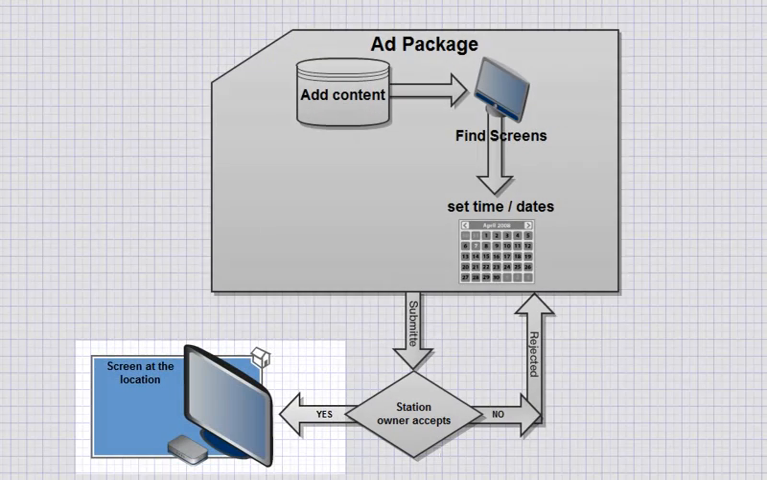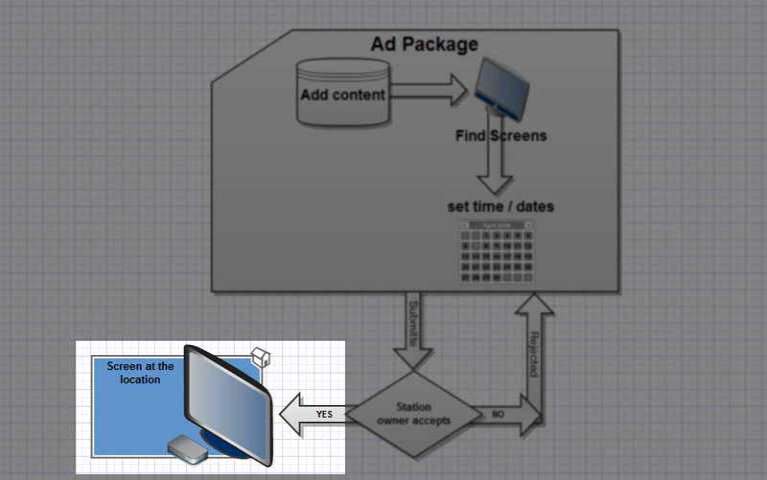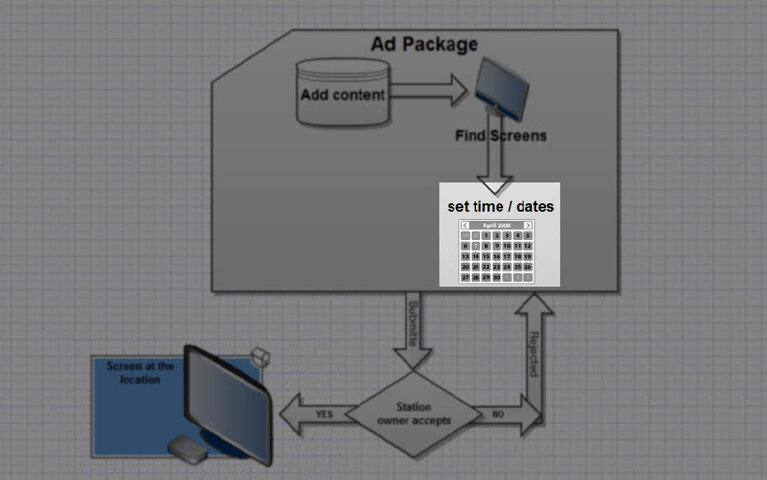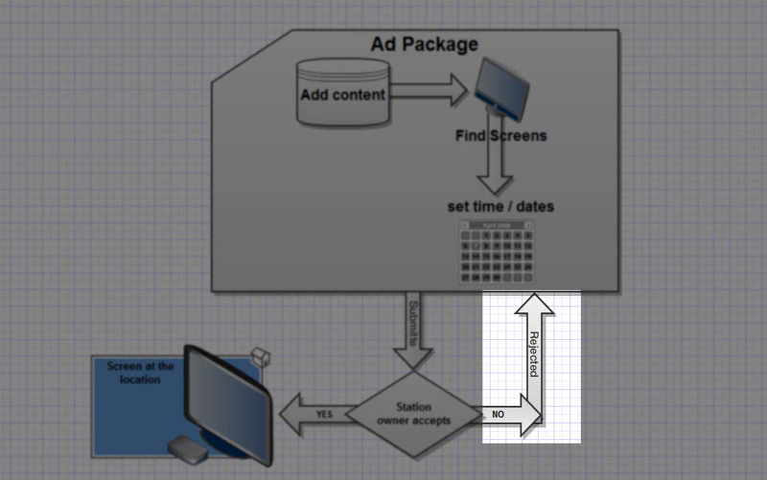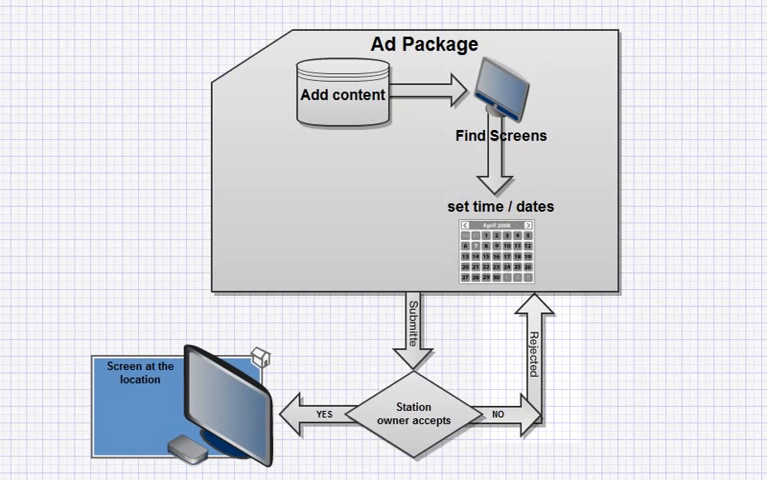If the package is accepted by the station owner, it will begin executing at the selected screens for the date range that you have set for your ad package. However, if the ad package is rejected, you will be notified back through the Signage Studio, and then of course you can communicate back with the station owner and find out why, and possibly resubmit the ad package after you made the changes.